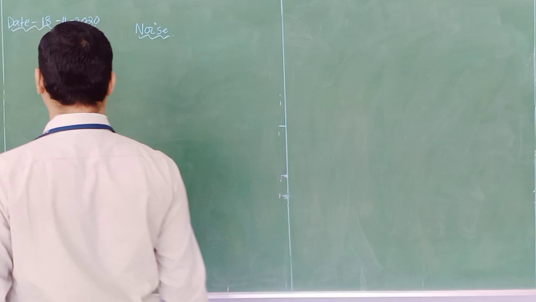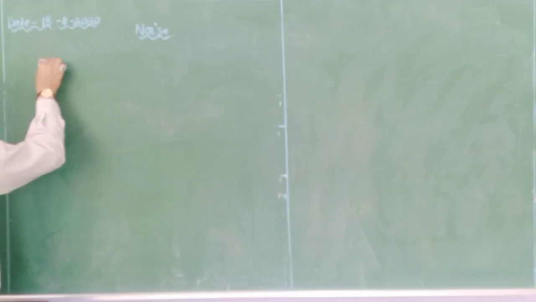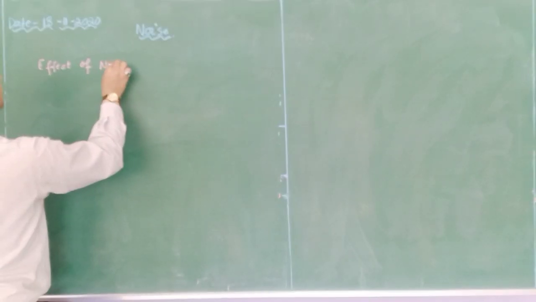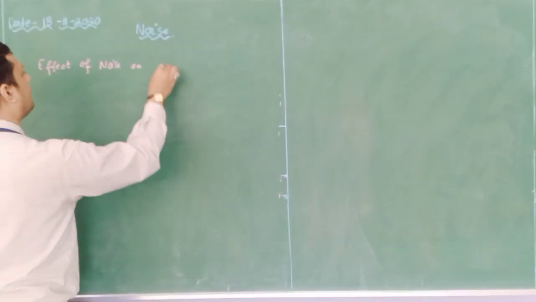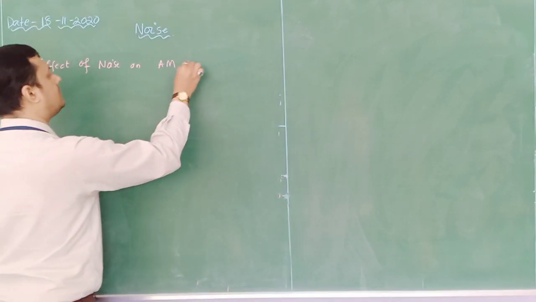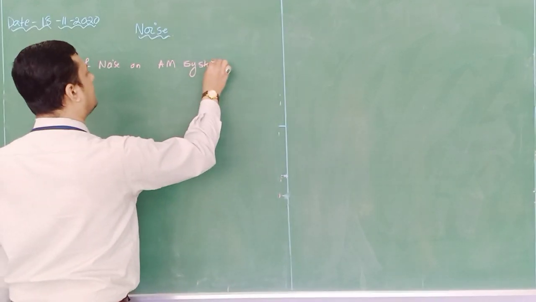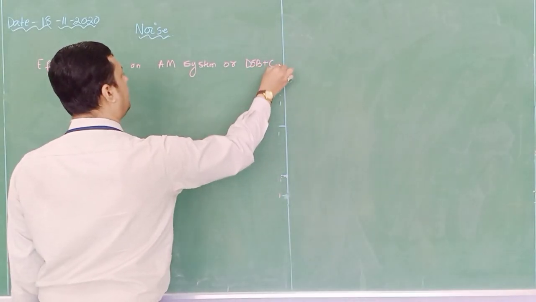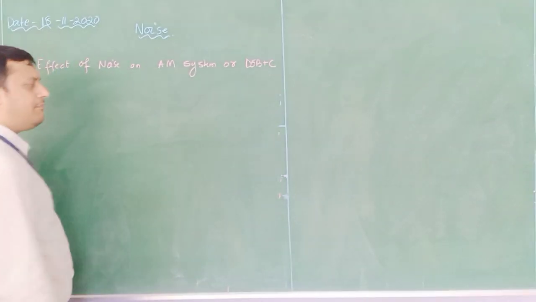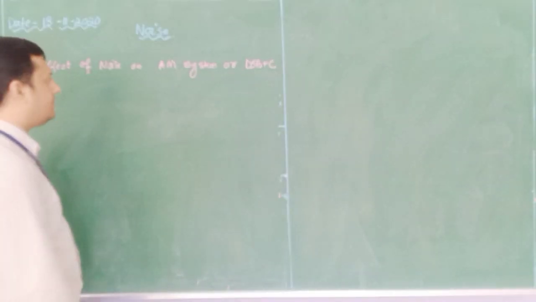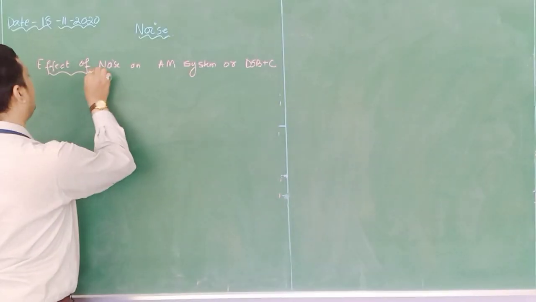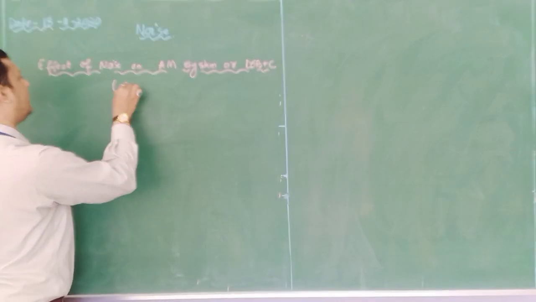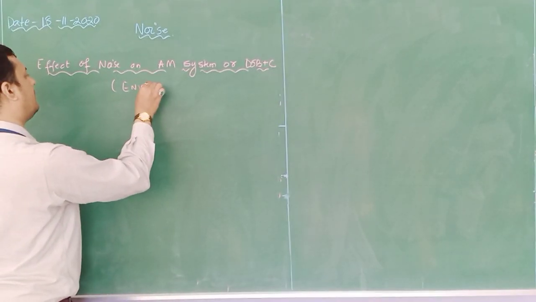So now we will discuss the effect of noise on the AM system, or you can say it is the double sideband plus carrier system. DSB plus carrier is called the AM system, and the detection will be done with the help of an envelope detector.